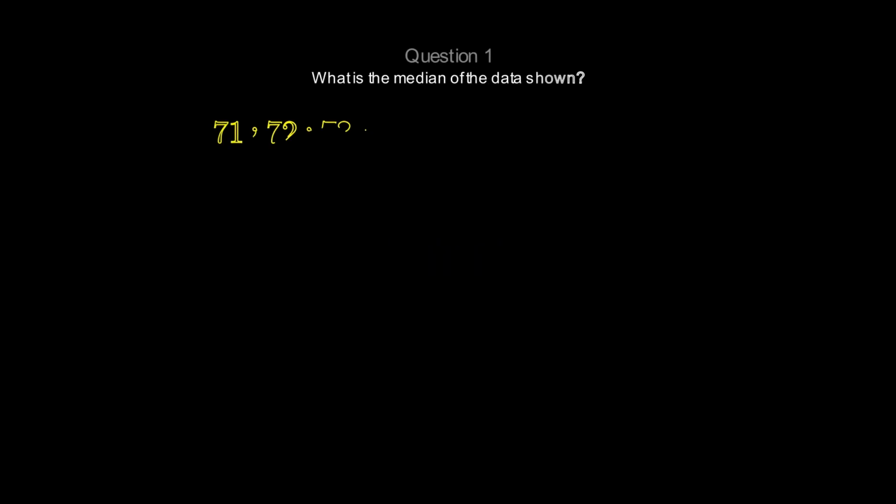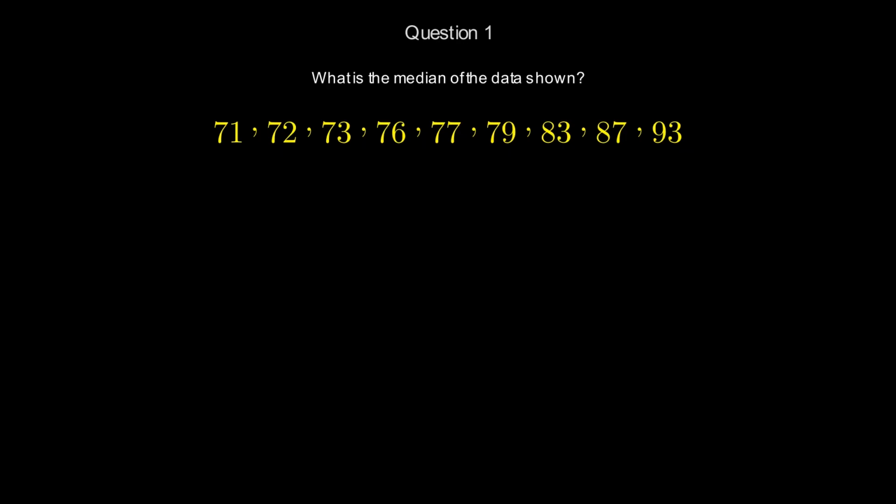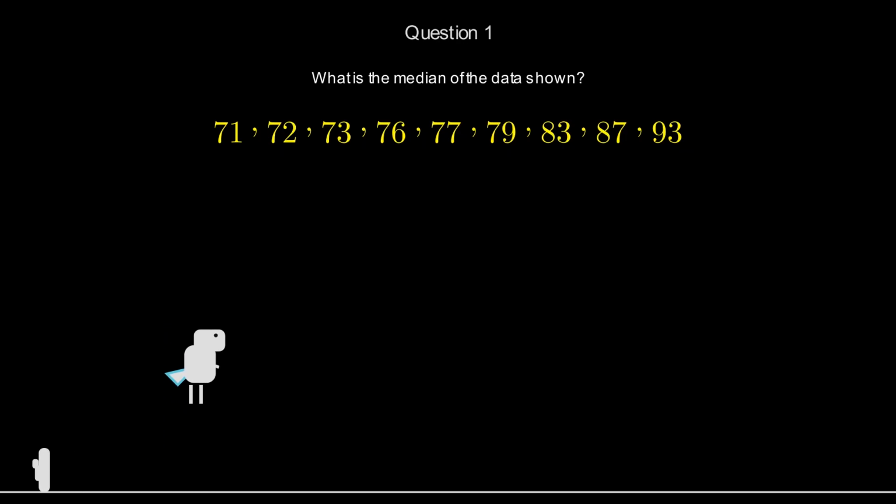Let's begin Module 2 with question 1. We are asked to find the median of the data shown. To find the median, the values must first be arranged in order from least to greatest. Looking at our list, the numbers are already perfectly sorted for us. Now to find the exact middle value, we can simply cross out numbers from both ends, one by one.